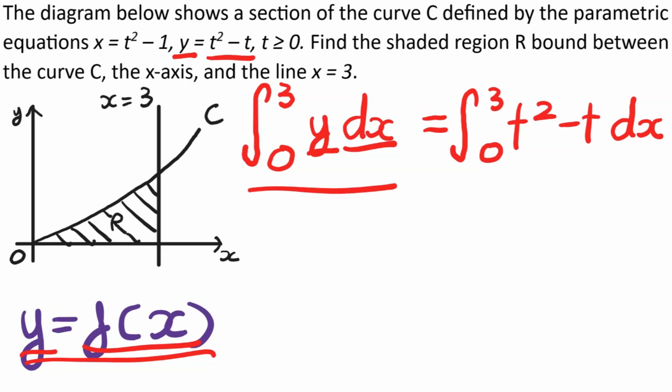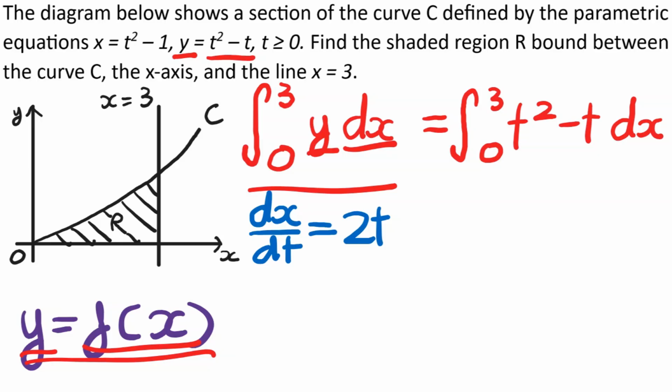What we can do is differentiate this x parametric equation here, this x is equal to t squared minus 1. So if we differentiate this, it's going to be dx over dt, and this is equal to, if you differentiate t squared, 2t. This is just year one differentiation. And if you differentiate minus 1, this is just a constant, so it goes away. So dx over dt is equal to 2t.